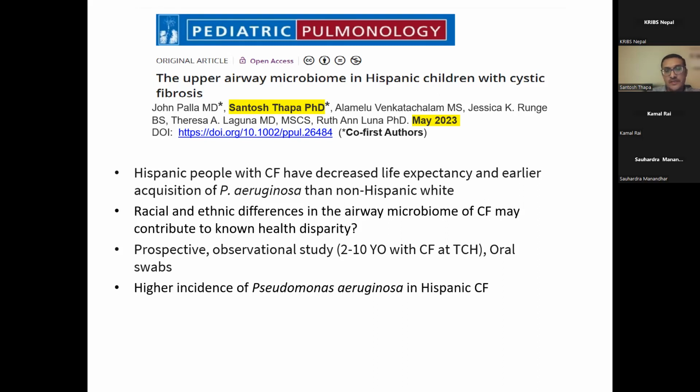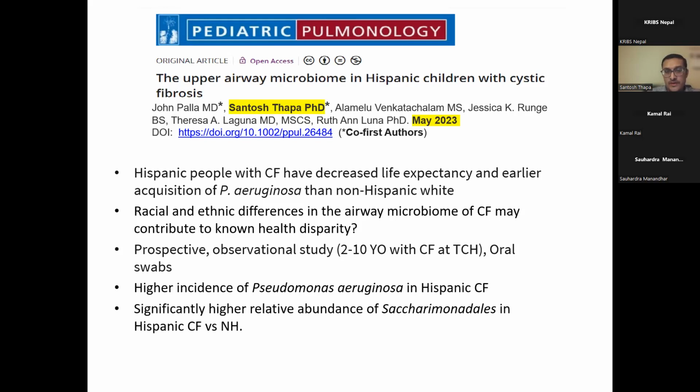What we found, interestingly enough, is that there was a higher incidence of Pseudomonas aeruginosa in Hispanic CF microbiome samples as compared to the white non-Hispanic population. And there was one bacterium that stood out clearly, Saccharomyces, at the order-level taxonomic rank, where you see a significantly higher abundance of this bacterium in Hispanic patients with cystic fibrosis.